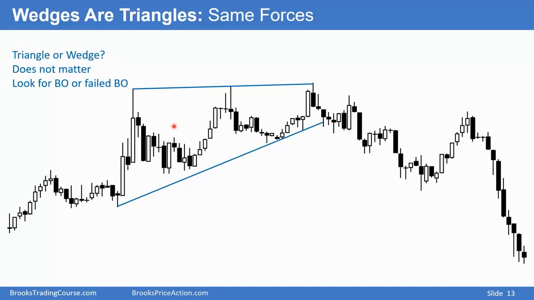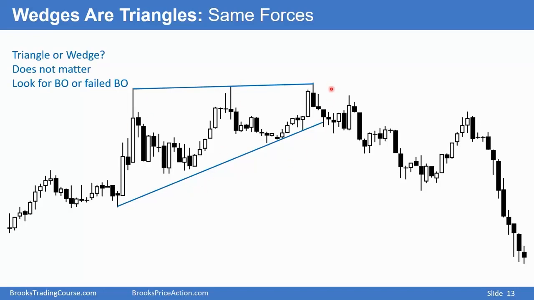Is this a wedge top or a triangle? This high is slightly above that. This high is slightly above that. We have three pushes up. However, the pattern is mostly triangle. What do you call it? A wedge or a triangle? Doesn't matter. The forces are the same.